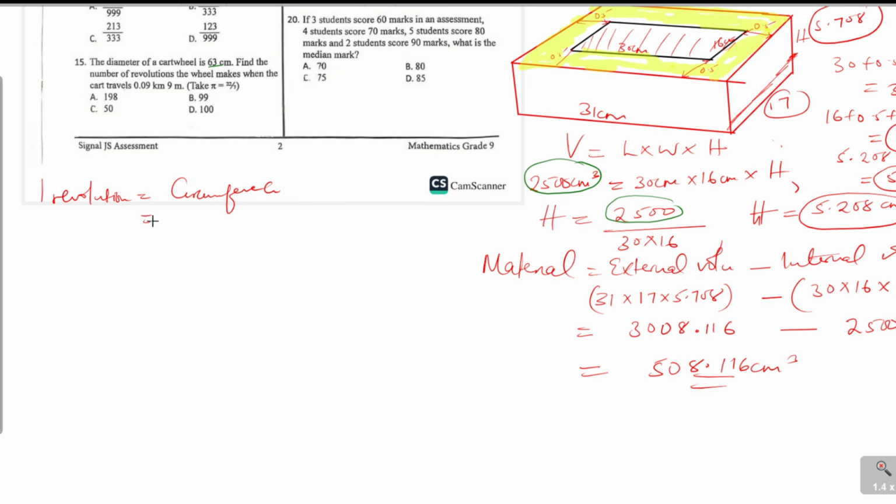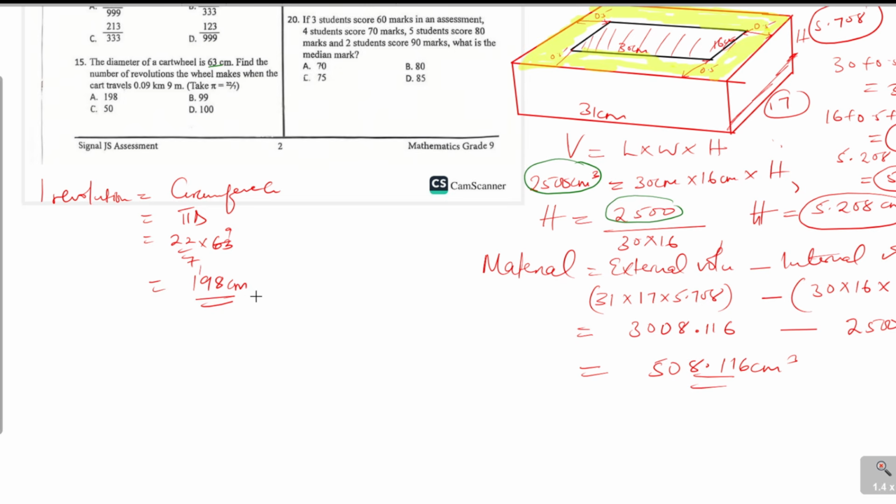And how do you get the circumference? By simply getting pi d. So this will be 22/7 times the diameter, 63. When you divide 63 by 7 you get 9, and 22 times 9 gives 198 centimeters. So one revolution is equivalent to 198 centimeters.